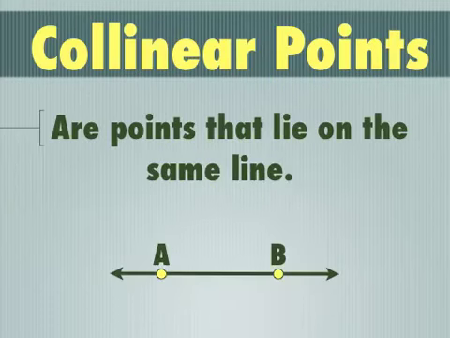Collinear points are points that lie on the same line. So in the picture, I have a line with two arrowheads on it. That's how I know it's a line. And if you notice, point A and point B are both on the line. So A and B are collinear.